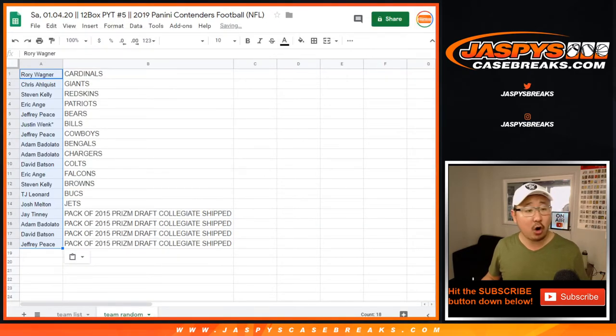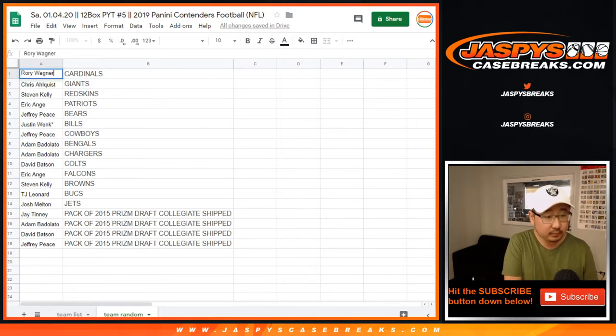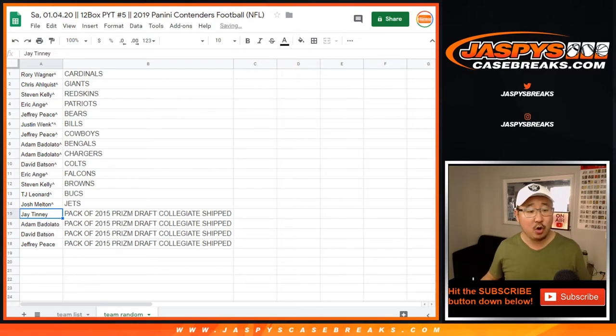So, Rory, you got the Cardinals. Chris with the Giants. Stephen Kelly with the Redskins. EA with the Pats. Jeff with the Bears. Justin, you got the Bills. Jeff with the Cowboys. Adam with the Bengals and Chargers. David with the Colts. EA with the Falcons. Stephen Kelly with the Browns. TJ Leonard with the Bucs. And Josh Melton with the Jets.